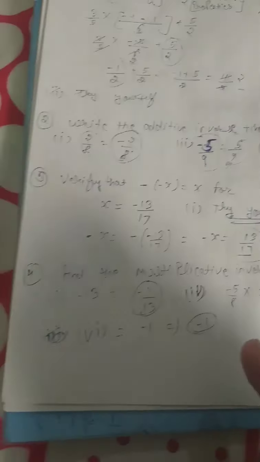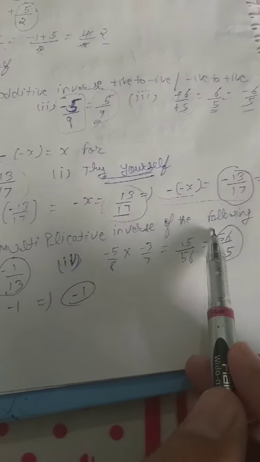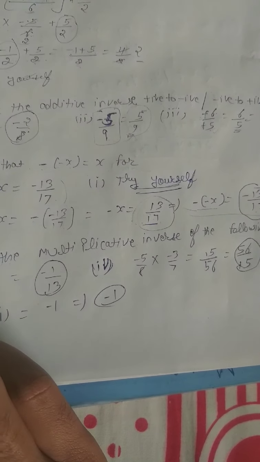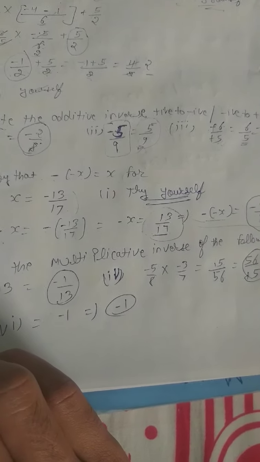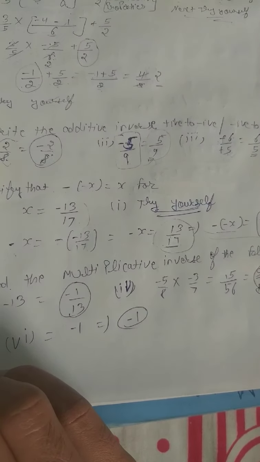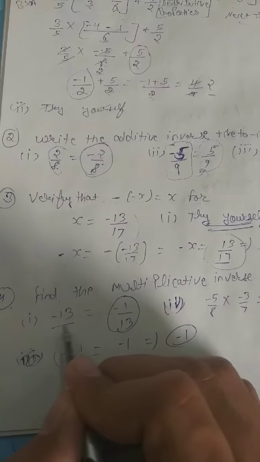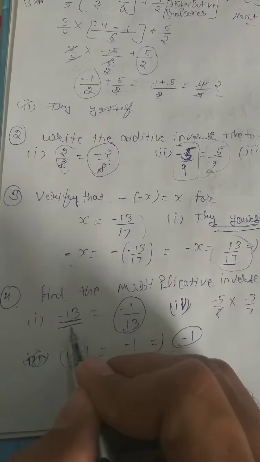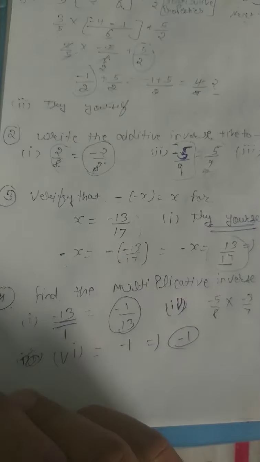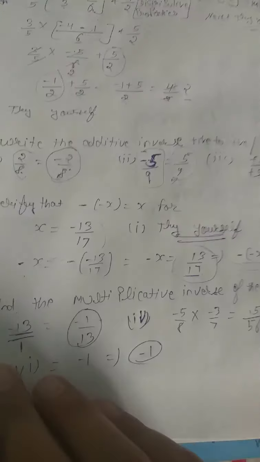Okay students, next question number 4. Find the multiplicative inverse of the following. A multiplicative inverse is nothing, just the reciprocal of the number. If the question is 2, the answer is 1 by 2. If the question is 2 by 3, then the answer is 3 by 2. So first part, minus 13, so take its reciprocal. Here the denominator is 1, so the answer is minus 1 by 13. Just reciprocal the number.